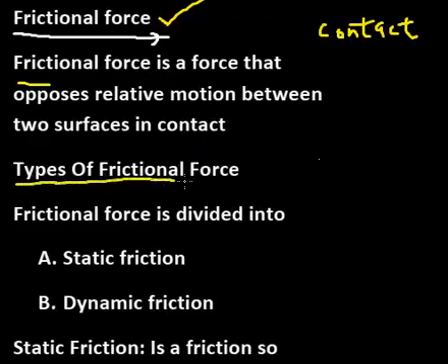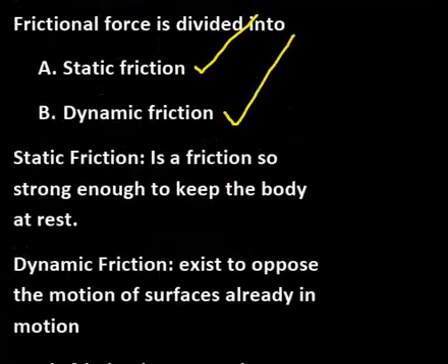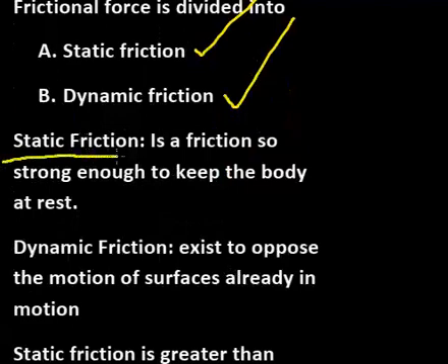Now, types of frictional force. There are many types, but we're going to look at two basic types: static friction and dynamic friction. As the name implies, static friction is friction strong enough to keep the body at rest. A body experiences static friction because the frictional force on it is strong enough to keep it at rest. So in static friction, there is no movement; the body is not moving, it's at rest.